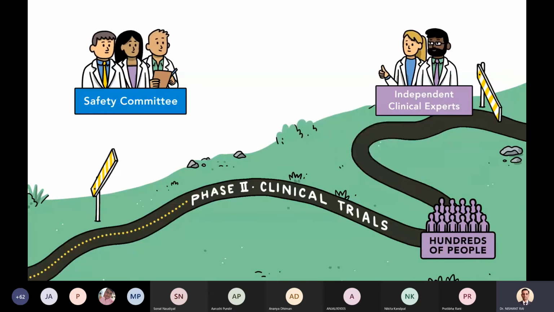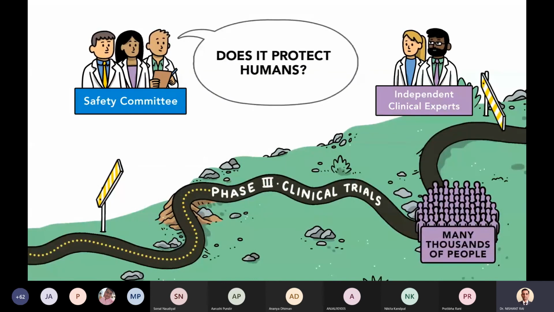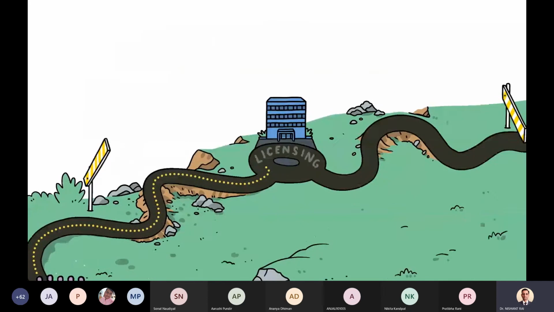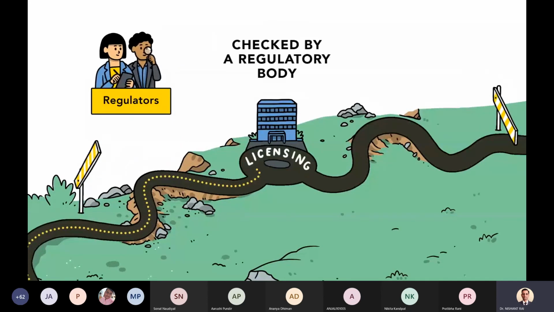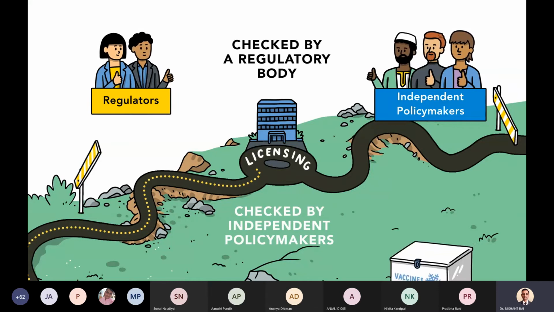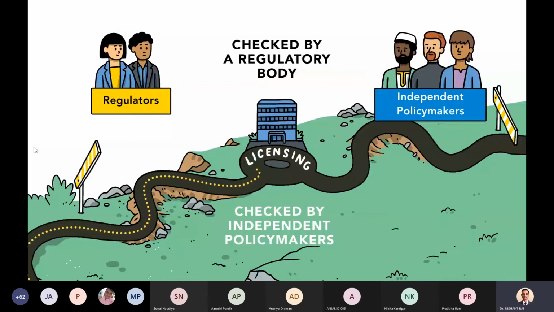Once the results have been checked by the independent expert observers, the candidate vaccine is evaluated among thousands more volunteers. This phase determines whether it is effective against disease. If the answer is yes, the vaccine is independently assessed by regulators for effectiveness, safety, and manufacturing quality. It is also assessed by independent policymakers who determine the best way to use the vaccine. If the assessment meets the regulatory standards, the product can be authorized for use, and the vaccine is then ready for licensing and registration. Once that happens, the approved vaccine can be used in the population.